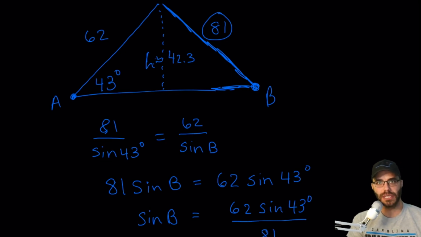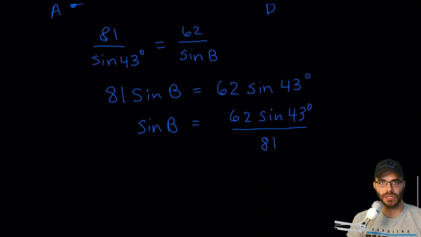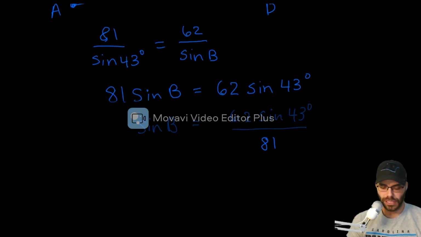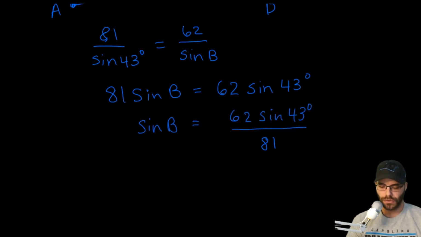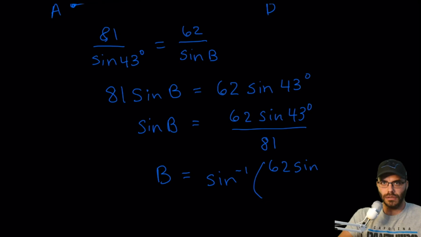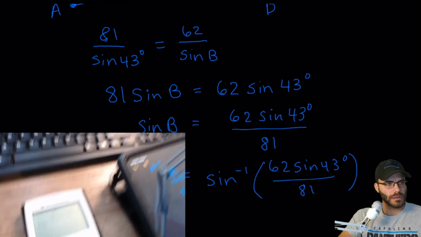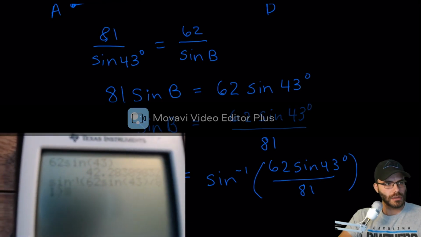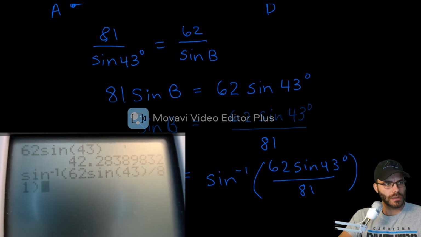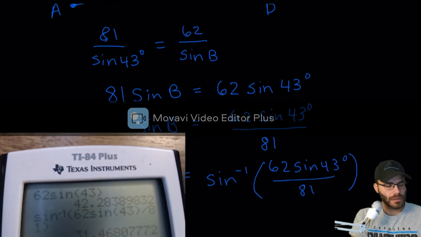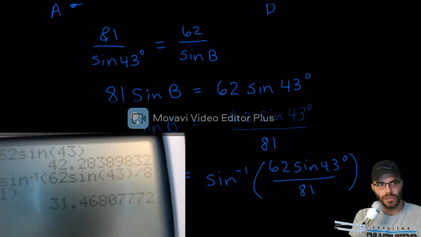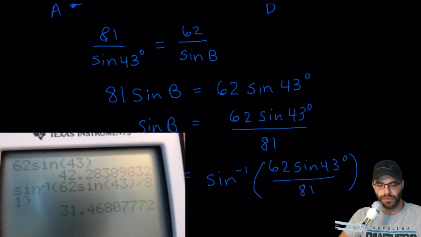Once we have sine B isolated, we can use the inverse sine function to find an approximation for angle B. So angle B is equal to the inverse sine, or arc sine, of that ratio 62 sine 43 over 81. So angle B is about 31.5 degrees.